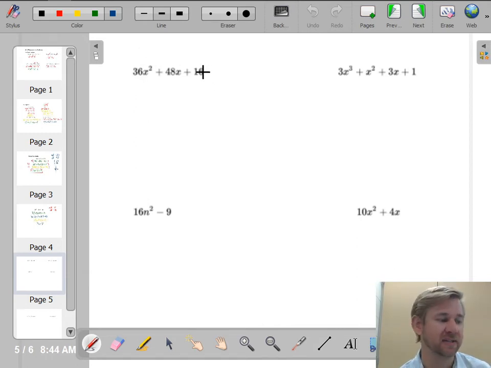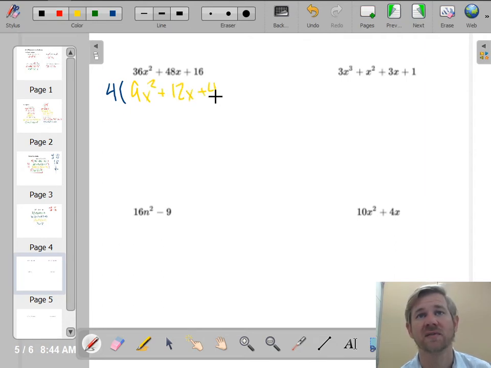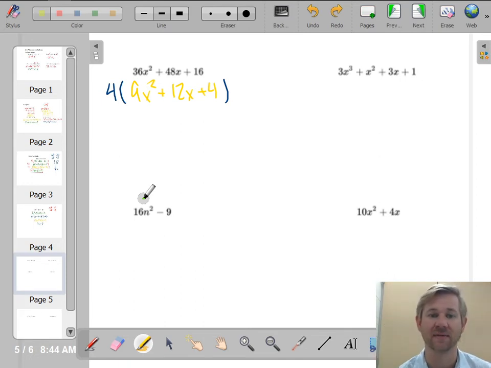First thing, big GCF. The big GCF, what do all four of these have in common? I think they're all multiples of 4, so I'm going to factor out a 4. And now I have 9x squared plus 12x plus 4. Is that right? Now, I'm checking to see, do these three terms have anything in common? 9, 12, and 4. If they do, I should have factored it out in the beginning. But they don't, so I know I have the greatest common factor. Not just a common factor, but the greatest common factor.